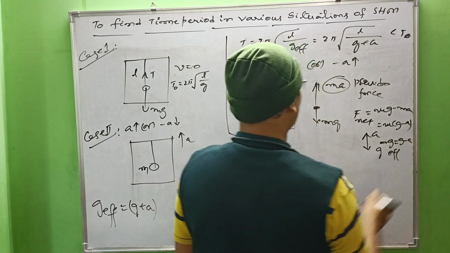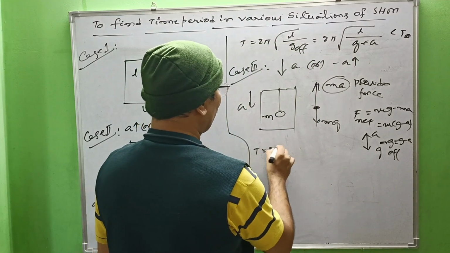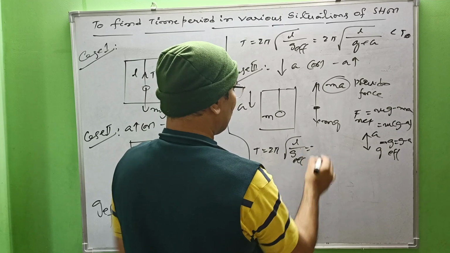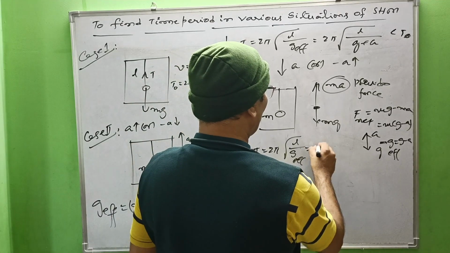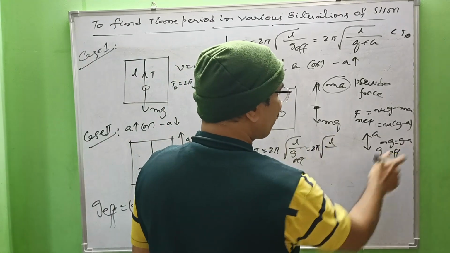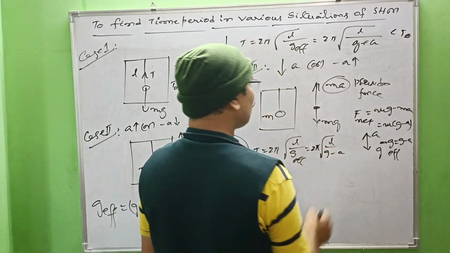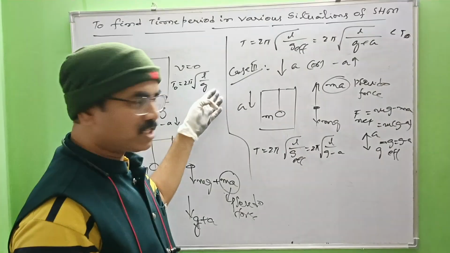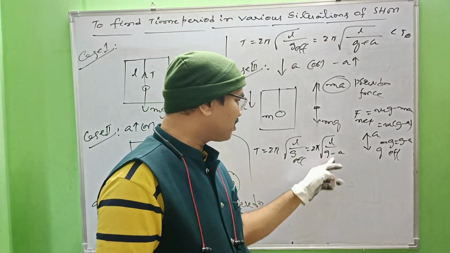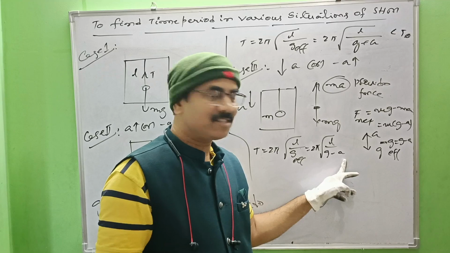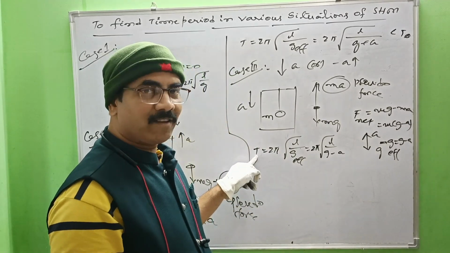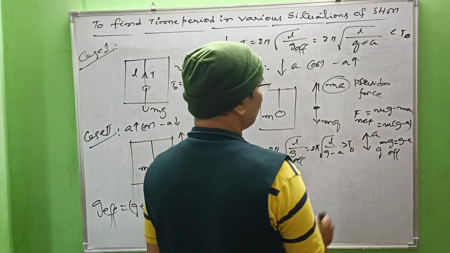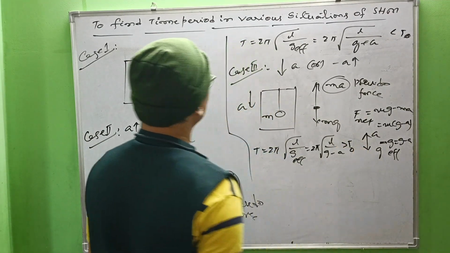See, g minus a. Therefore T equals 2 pi root over L by g effective, which is 2 pi root over L by g minus a. See here, in the usual formula T naught equals 2 pi root over L by g, but here it is 2 pi root over L by g minus a. The denominator decreases, in the sense the value of T increases. So T is greater than T naught. Right? Next.